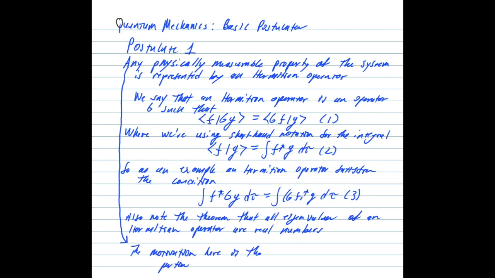On top of that, we have another theorem that goes along with Hermitian operators, stating that all eigenvalues of a Hermitian operator are real. And the motivation here is that physically measurable properties are measured in real numbers.